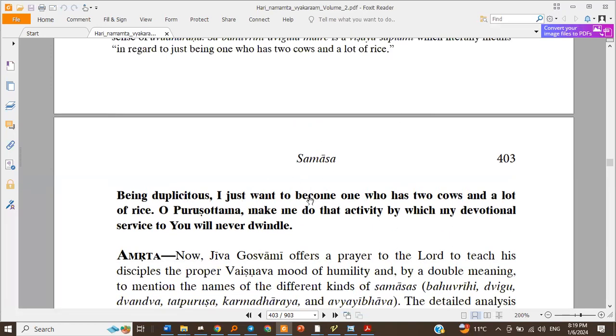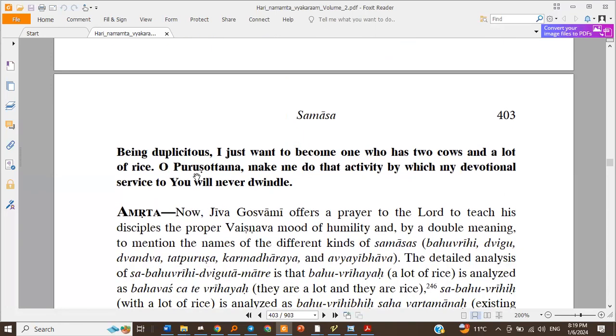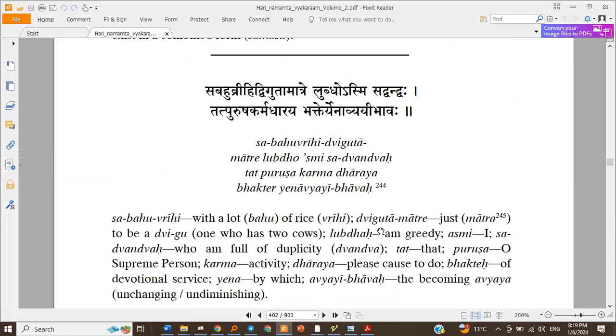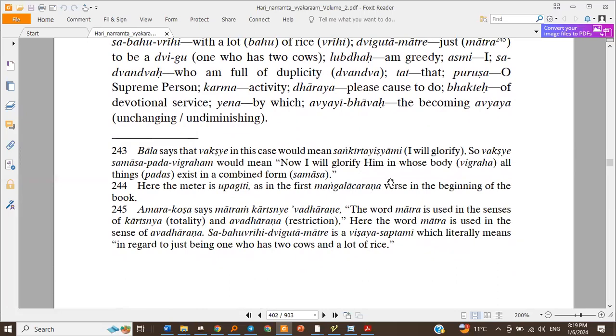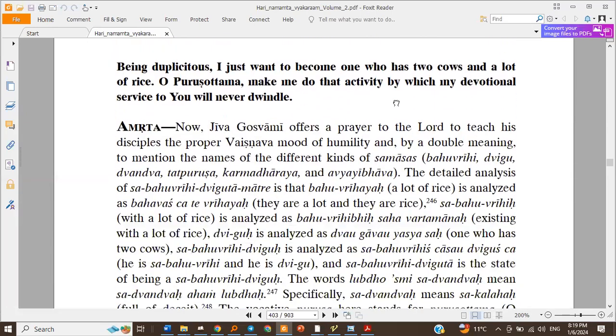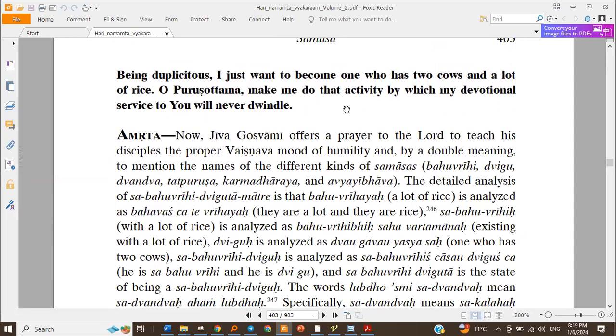Being duplicitous, I just want to become one who has two cows and a lot of rice. O Purushottama, make me do that activity by which my devotional service to you will never dwindle. Krishna. Now, this is very clever. Actually, these are names of samasas in Panini.